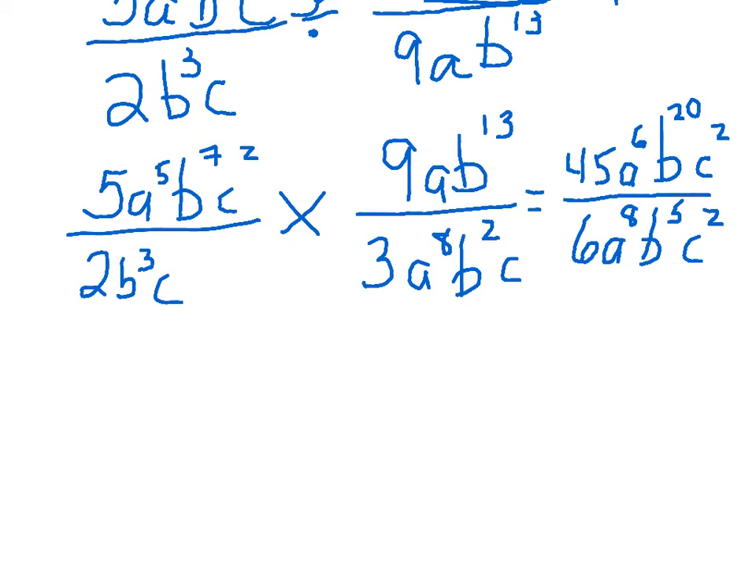45 and 6. We're going to reduce those by 3. 3 goes into 45 15 times. 6 divided by 3 gives me 2.